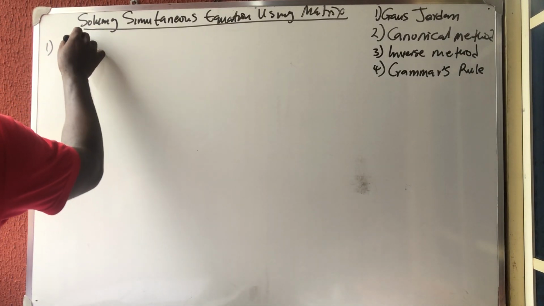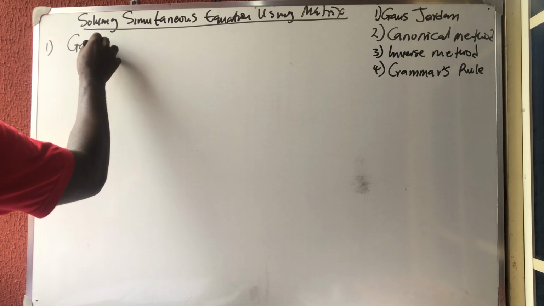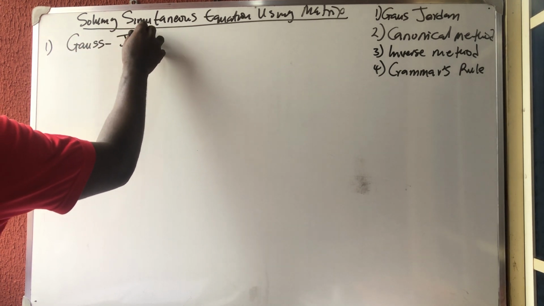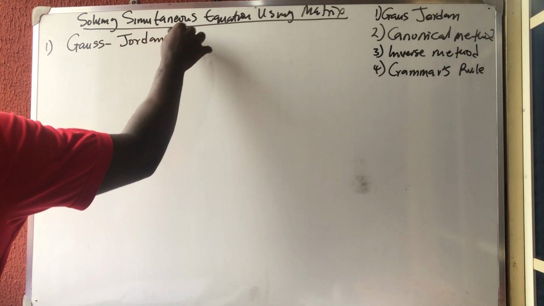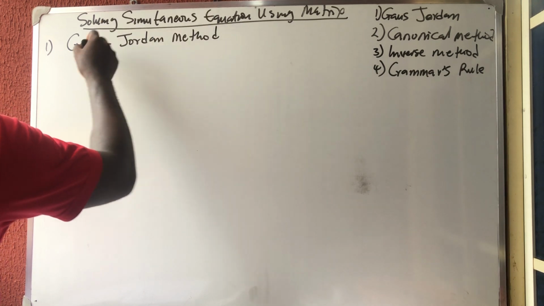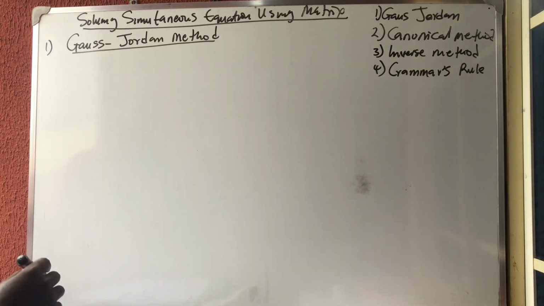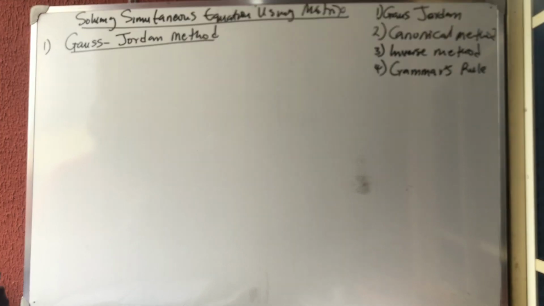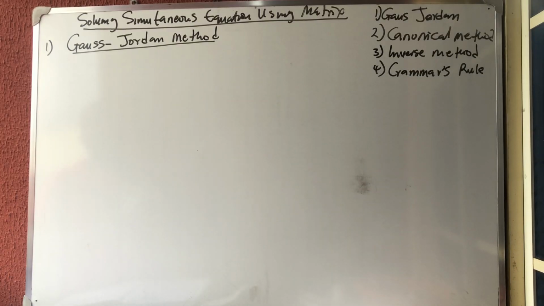The first one is the Gauss-Jordan method. Now the Gauss-Jordan method is also known as the backward substitution method, but the method we use before we talk about backward substitution is called row reduction. So don't forget what I taught you about row reduction.